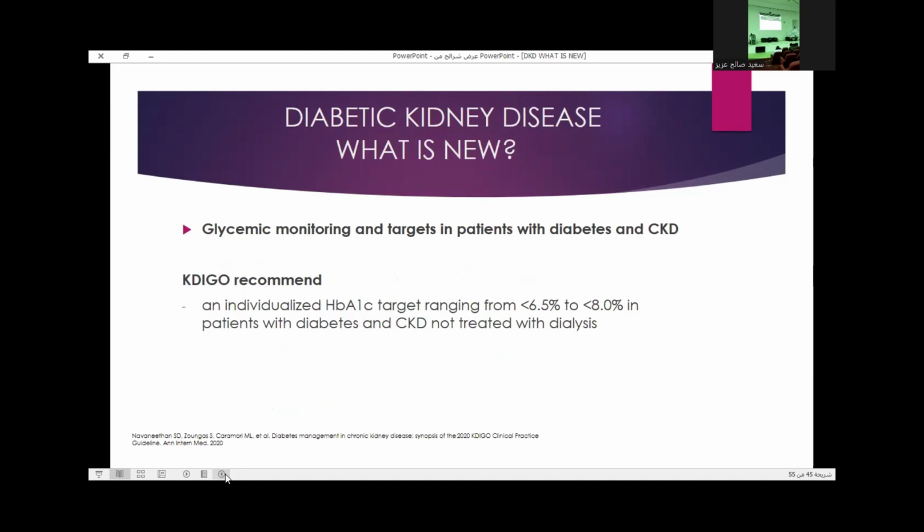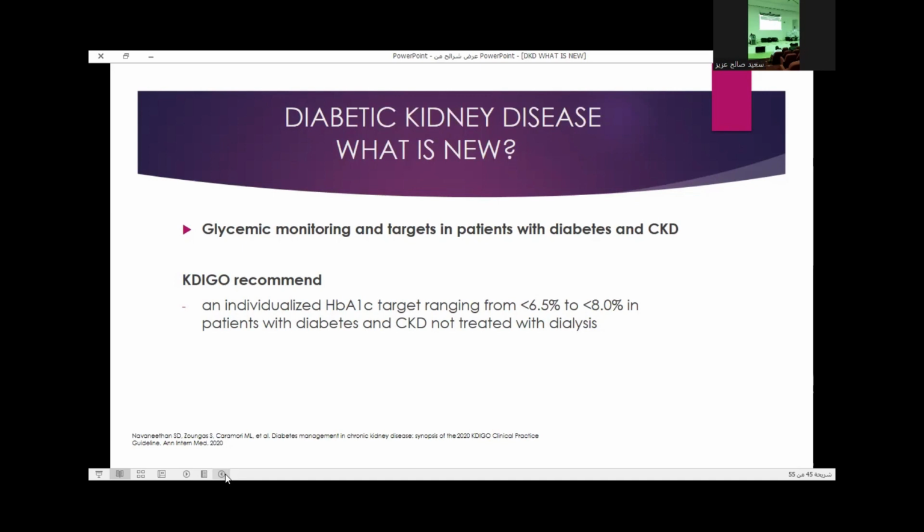The second target is glycemic monitoring and targeting in patients with diabetes. KDIGO recommended a hemoglobin A1C of less than 6.5 to less than 8. That is based on the patient's condition and to avoid the risk of hypoglycemia.